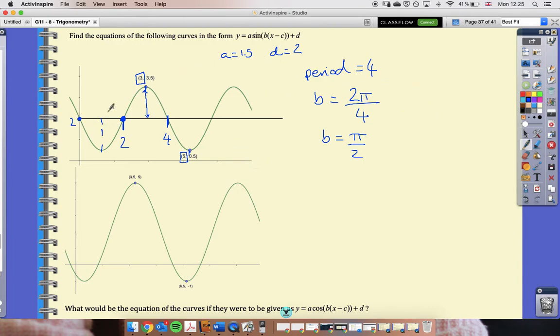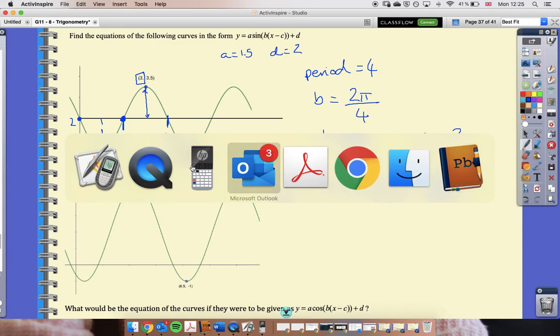So my C value, I've moved to the right, so I'd have x minus 2. C equals 2. So my function is y equals 1.5 sine (pi by 2 (x minus 2)) plus 2. Lots of 2's. Let's just sketch that on my calculator.